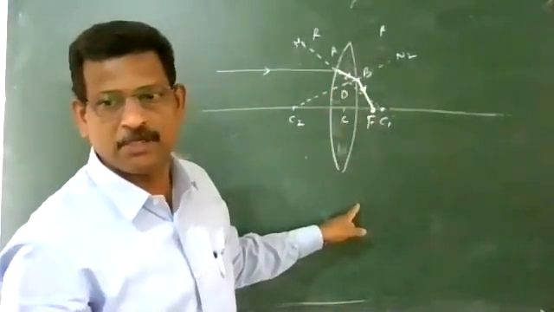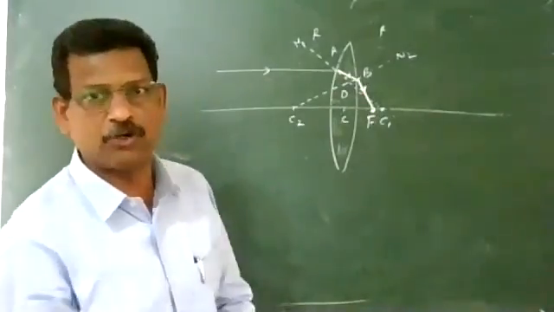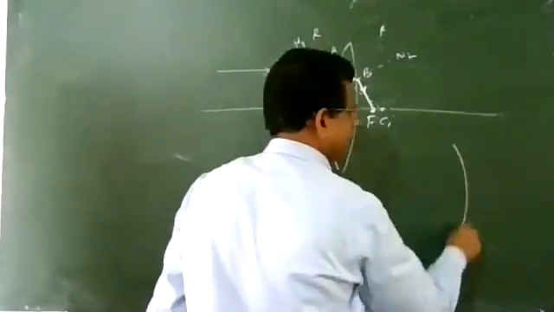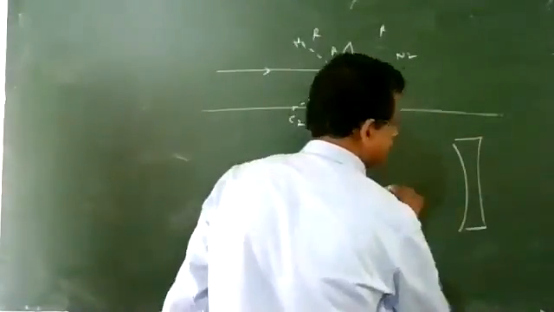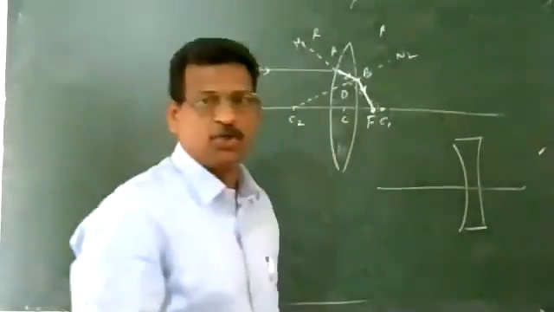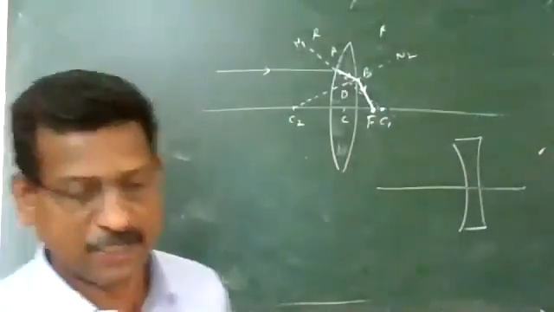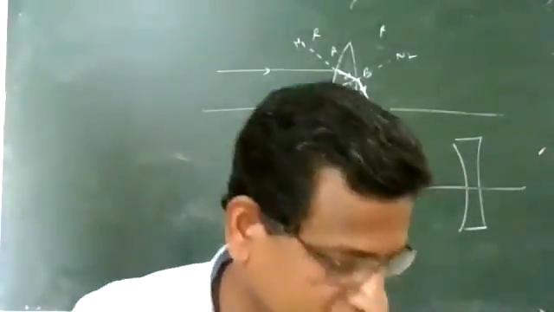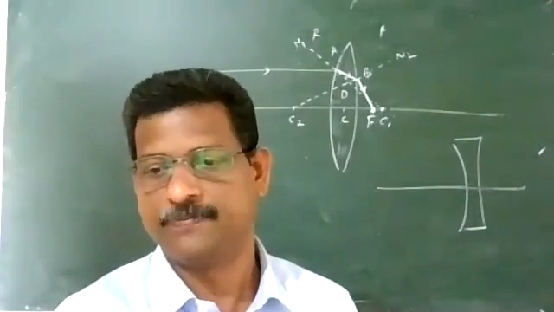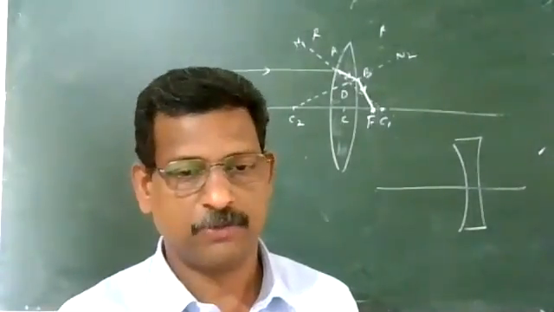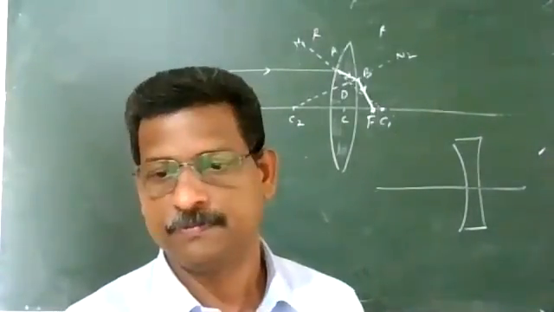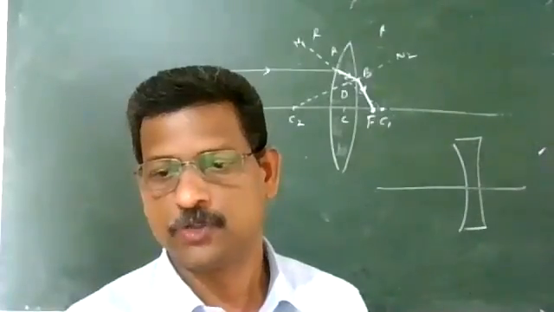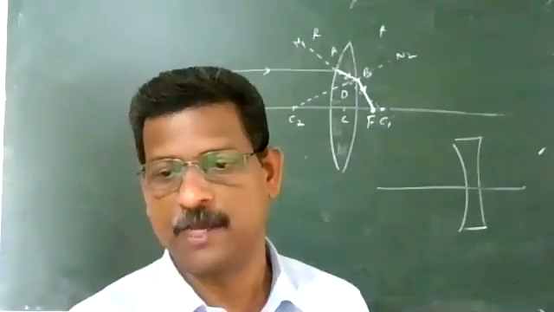So all of you complete the same kind of diagram for the concave lens. Two refractions: one from rarer to denser, another from denser to rarer. All of you complete it. Okay, my time is over. We will continue in the next class. Complete this diagram, the concave diagram also.